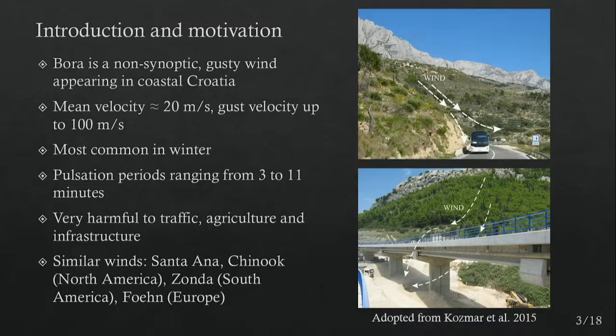So, as already has been mentioned a bit by Ivana, Bora is a non-synoptic gusty wind which appears mostly in coastal Croatia. Now, it has mean velocities of 20 meters per second, which is already a relatively high velocity. However, the gust velocity goes up to 100 meters per second, which is, of course, very dangerous. And it can also be very harmful to traffic, to agriculture, to infrastructure, and so on. It is most common in winter, but can happen anytime, and also has pulsation periods from 3 to 11 minutes, which is also quite long for over 100 meters velocity.